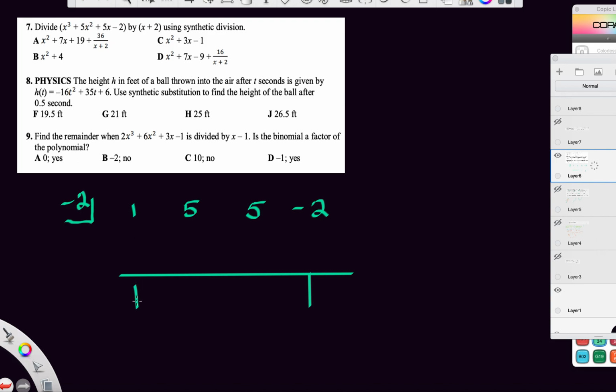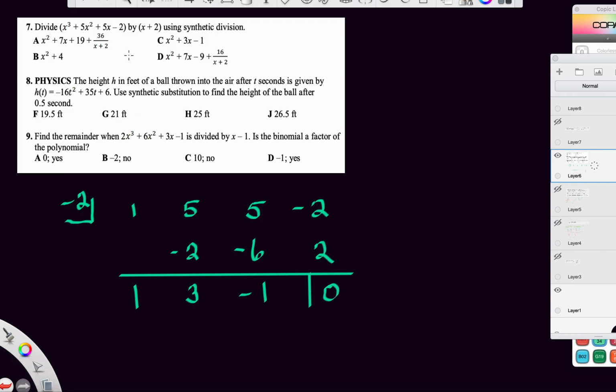Step 1, drop down the 1. Step 2, multiply negative 2 times 1. You get negative 2. Now add these two things together, so we get a 3. 5 plus negative 2 is 3. Now multiply again. Negative 2 times 3 is negative 6. Add them together. 5 and negative 6 is negative 1. And then last but certainly not least, multiply negative 2 times negative 1. We get positive 2. Negative 2 plus positive 2 gives me 0. Oh, look at that. It is a factor of that polynomial.